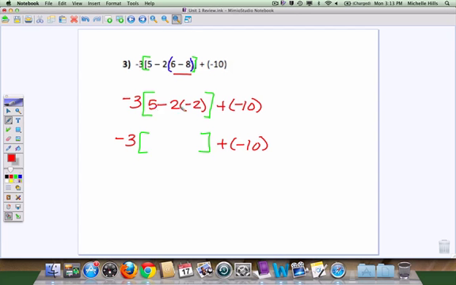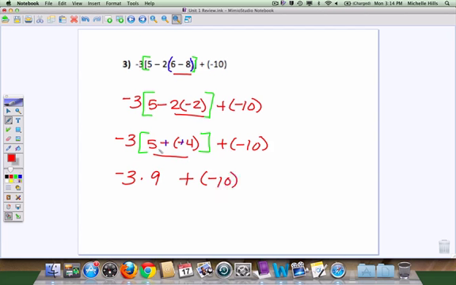Now I have subtraction and multiplication inside the big brackets, so I multiply before I subtract. This becomes 5 minus a -4. Now I can actually do this last operation inside these square brackets. 5 minus -4 is the same thing as 5 plus a +4. I could actually put 5 minus -4 in my calculator. But this becomes -3 times +9 plus my -10.